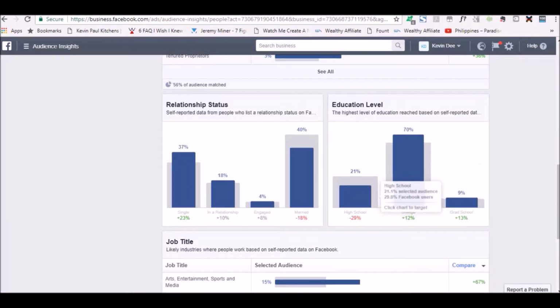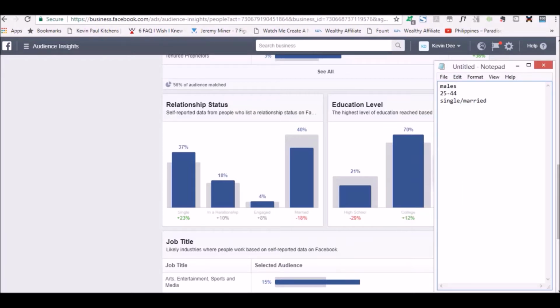Education level, overwhelmingly college. Okay, so college education. So we want to leave out high school and grad school. We want to target college for education.